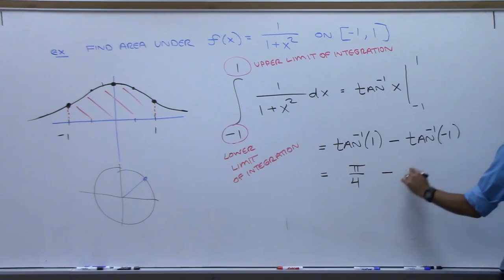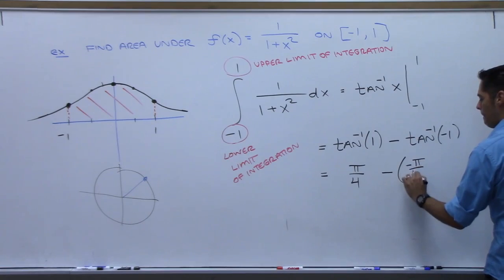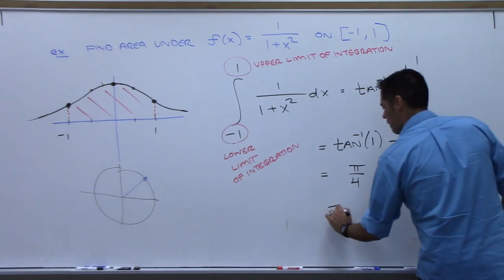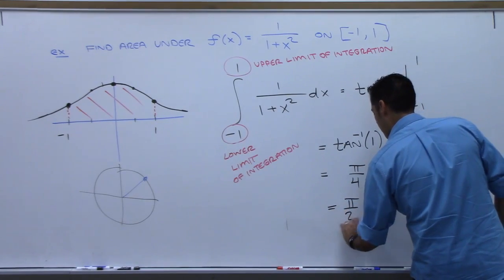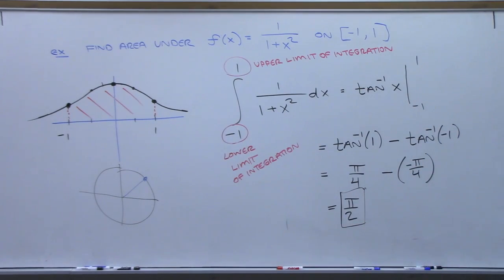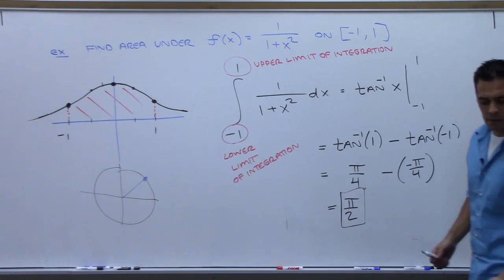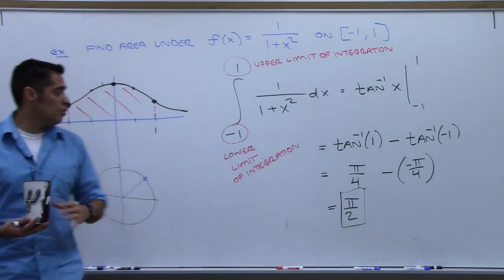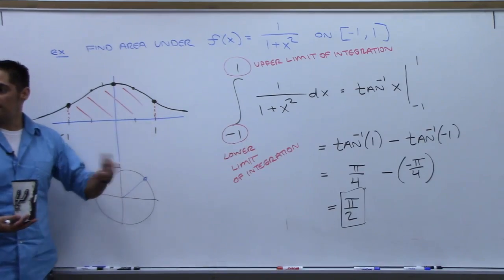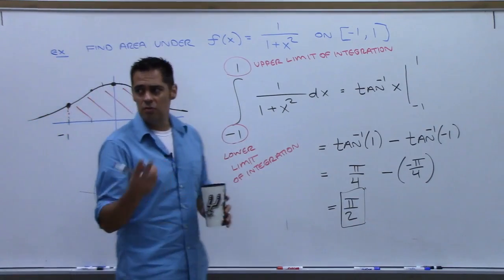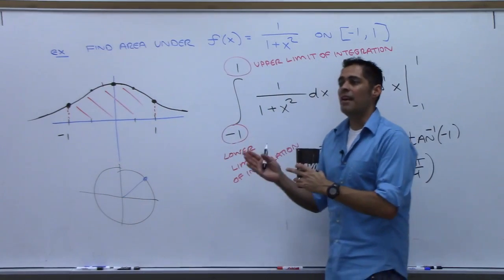Okay, so this should be negative pi over 4. And those two add up to be pi over 2. So the area is exactly pi over 2. And we don't have to write any units, right? It's unitless because we don't know what things are measured in. Now, of course, if this was in feet, then we would say square feet. If it was miles, square miles, right? So it'll be a two-dimensional unit because it's area.